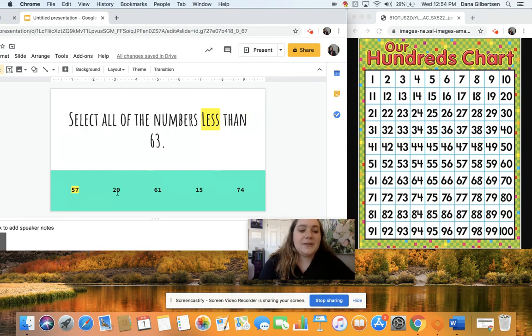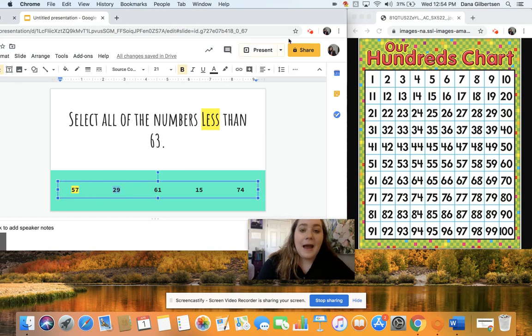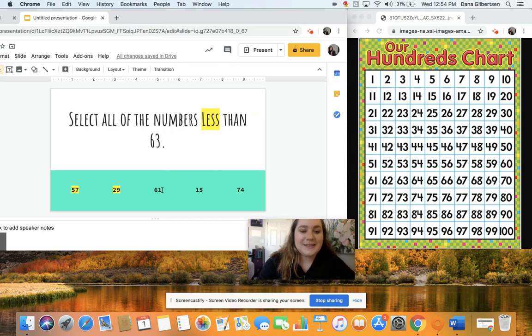Good. So now take a look again. Put your finger on the number 63 and find the number 29. If the number 29 is less than 63, do a little finger dance. Good, your finger should be wiggling and waggling because 29 is less than 63. I can highlight it because I know it is smaller than that number 63.